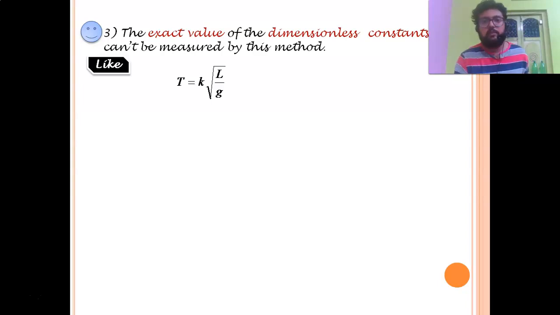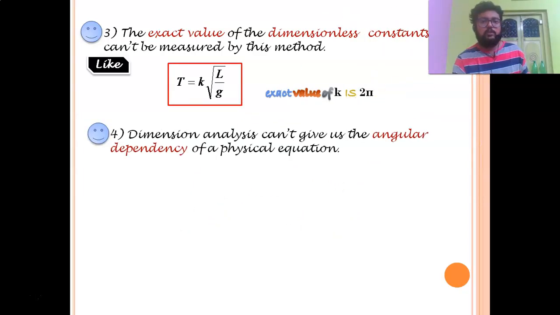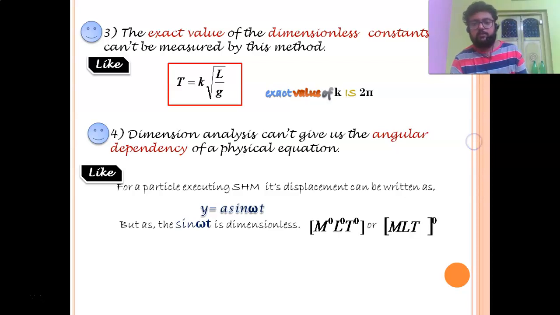Although we can find the value of k by using some different method like graphical analysis or experimental method, and the value of k is basically 2 pi. The fourth limitation is that the dimensional analysis cannot give us the angular dependency of a physical equation. For example, in a simple harmonic motion, the displacement can be represented as this. We cannot find the sine omega t by dimensional analysis because it is a dimensionless term. We can write its dimension as this.